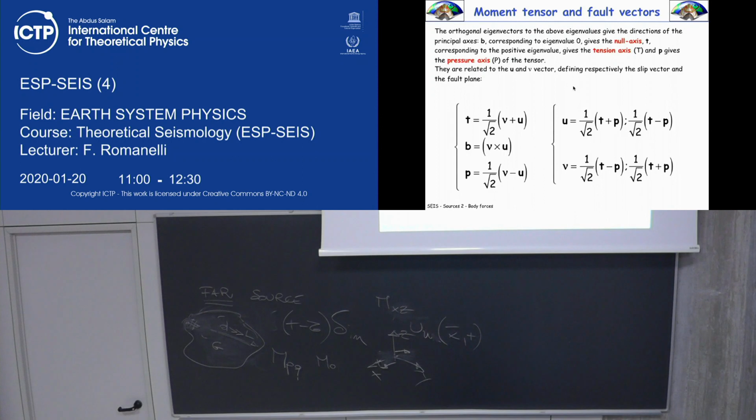How can they be related to u and n? Very easy. T will be with plus, P with minus, and B is the vector product of n and u. And vice versa, you can find u and n from T, P, B. They are the same thing, just a different representation. These are called the principal axes of a moment tensor.